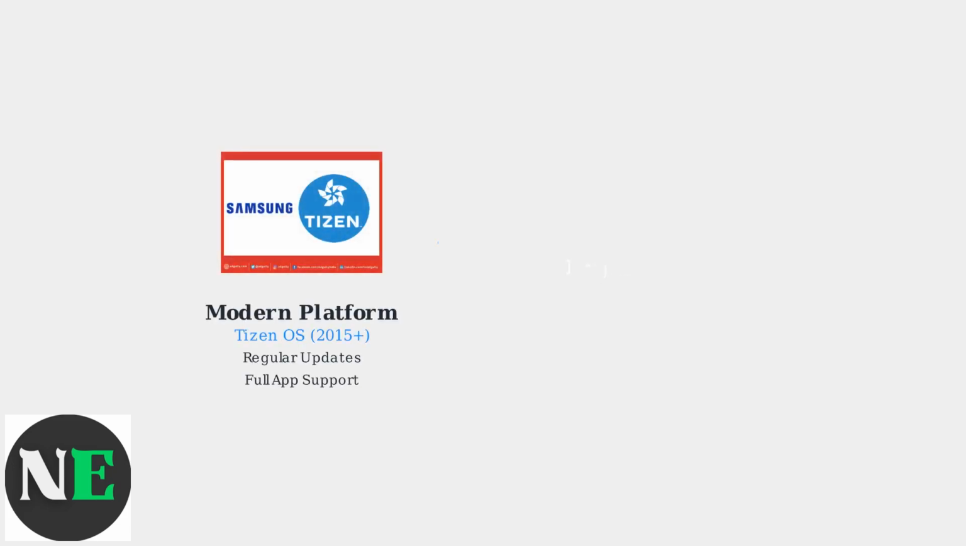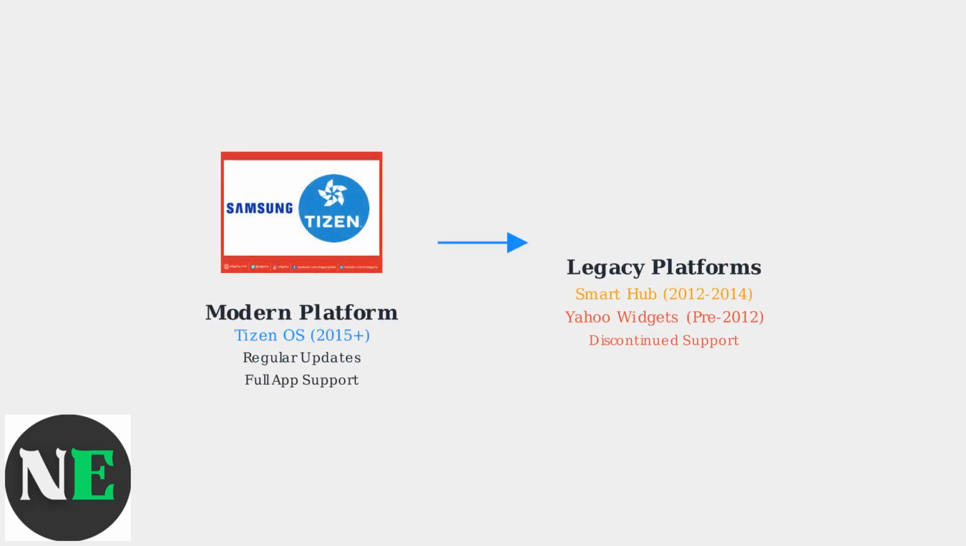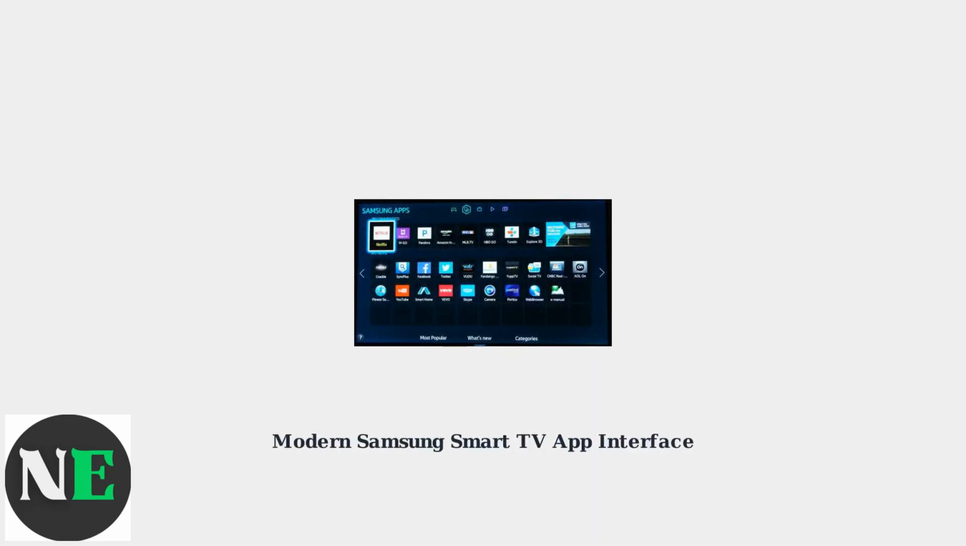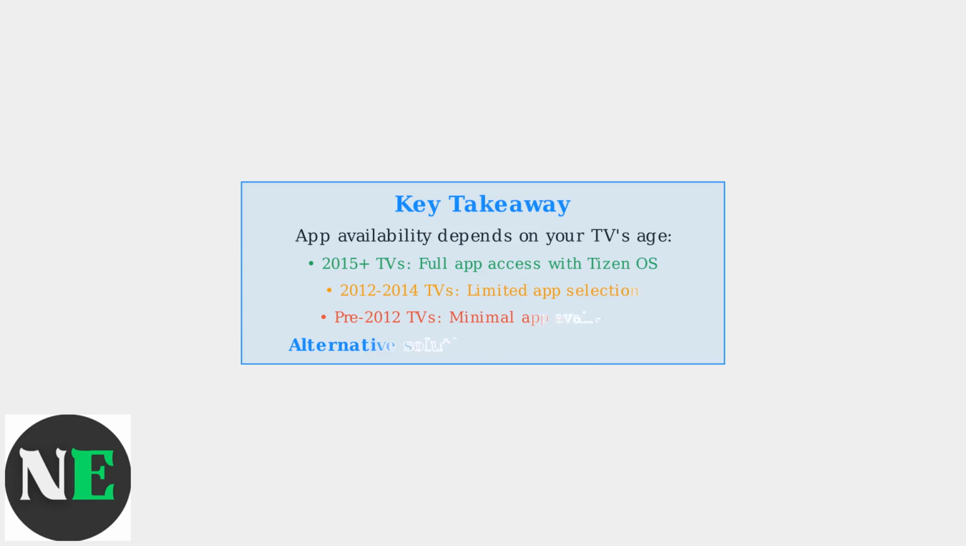This dramatic difference exists because Samsung has streamlined its smart TV ecosystem. The company discontinued support for older platforms like Samsung Smart Hub to focus on their modern Tizen operating system. Here's what a modern Samsung Smart TV interface looks like, showing the variety of apps available on newer models with full platform support. If your Samsung Smart TV falls into the older categories with limited app support, don't worry. There are several alternative solutions available that can restore full streaming functionality to your television.